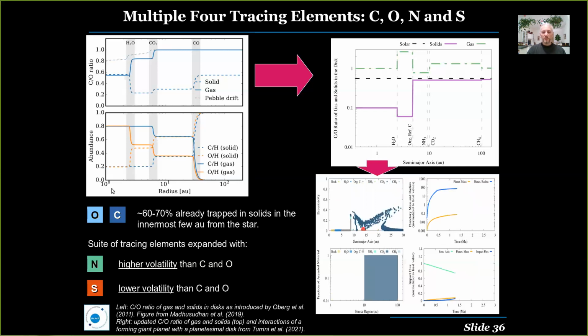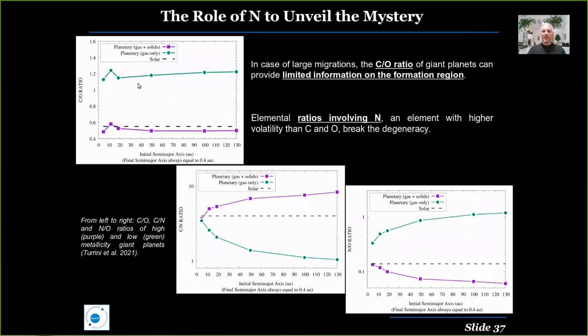If we put these tracers into our simulation of the interaction of migrating and accreting giant planets in a planetesimal disk, and we trace the accretion of gas and planetesimals by the giant planets, and we decompose the material that is accreted across the different regions, and we compute the contribution of the four elements of the gas and solids, we see that actually the C/O ratio for planets forming at tens to hundreds of astronomical units, each symbol is the starting point of the giant planets in this set of simulations, you can see that the C/O ratio provides very limited information on the distance at which the giant planet formed from the star.